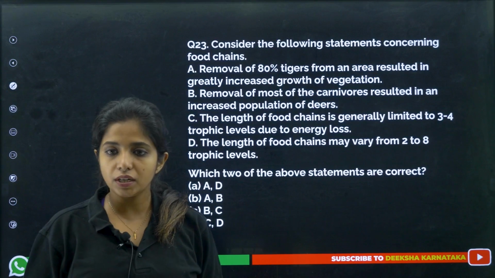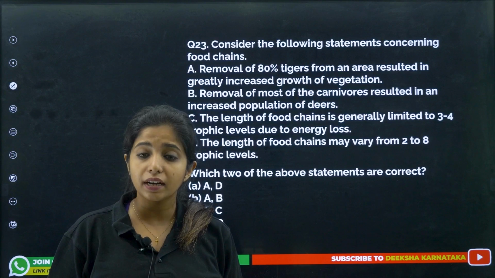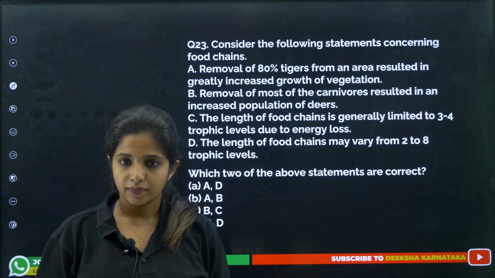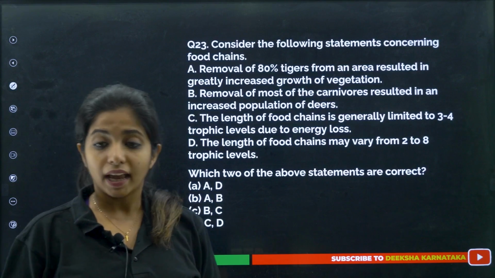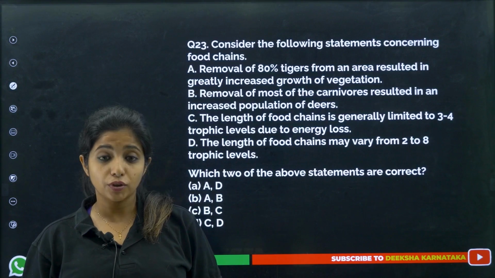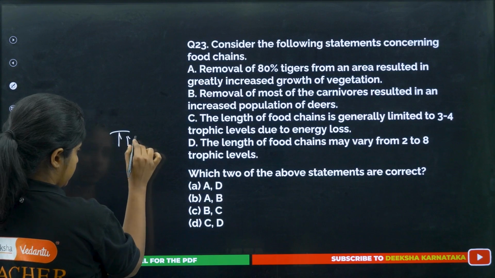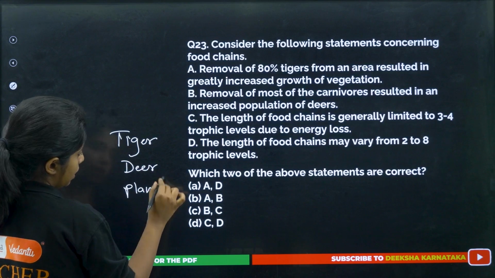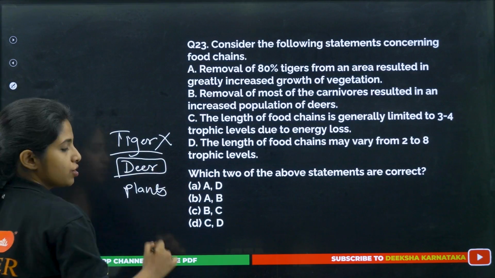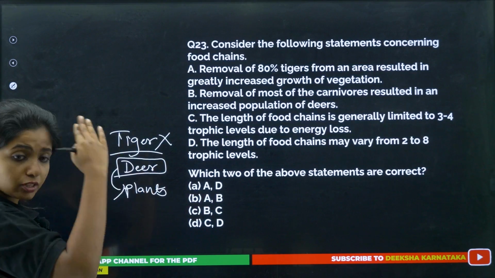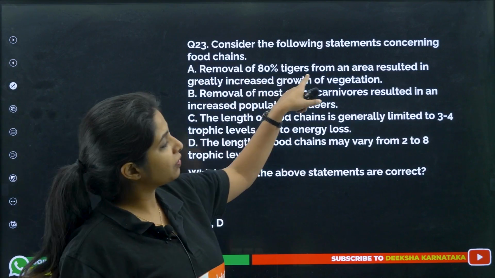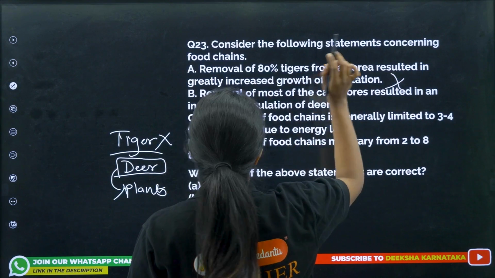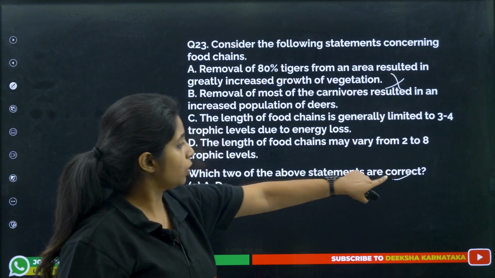Removal of 80% tigers from an area resulted in greatly increased growth of vegetation. Do you think so? Suppose tiger is there, deer is there, plants are there. If tigers are dead, deers would flourish. They would eat the plants and the vegetation will be lost. How can removal of 80% tigers from an area result in increased growth of vegetation? This is wrong statement. We have to find what is correct.